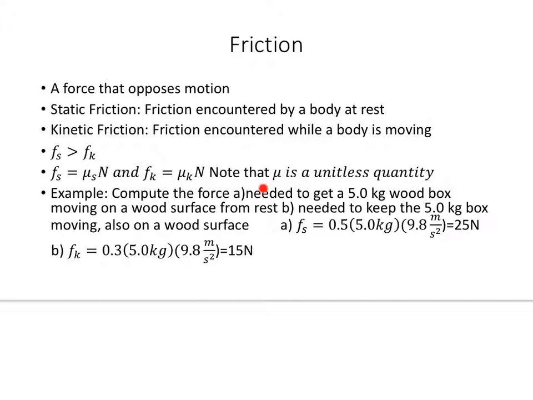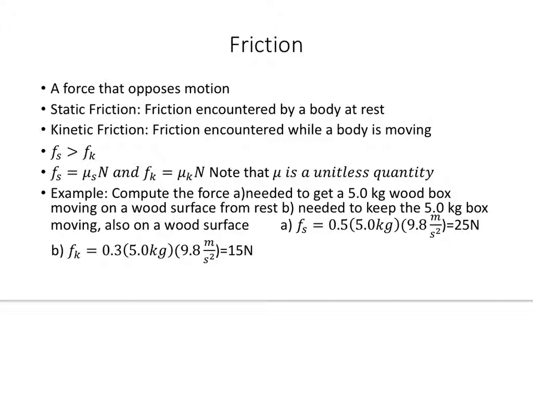But notice that mu here is a unitless quantity. So if you took either one of these equations and solved it for mu sub k, it's going to be force of kinetic friction divided by the normal. Both of those quantities have units of newtons, and so that'll cancel out.